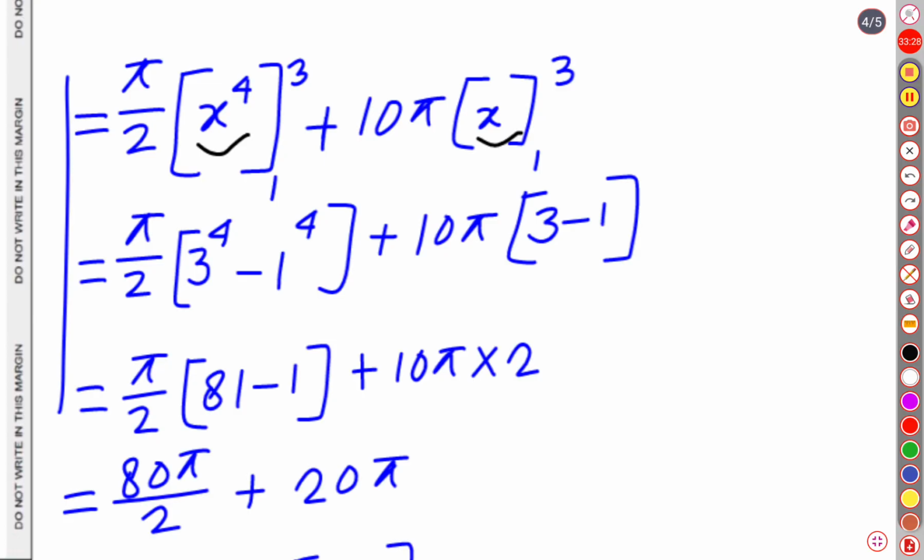Now what will we do? We will just substitute the x coordinates into this function. If x is 3, it is going to be 3 raised to 4, because the exponent is 4, minus. And remember, we should not forget that there is a difference.